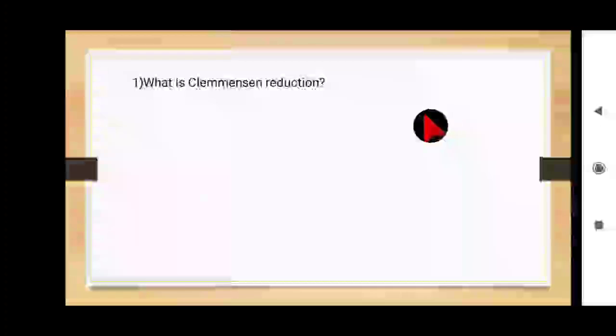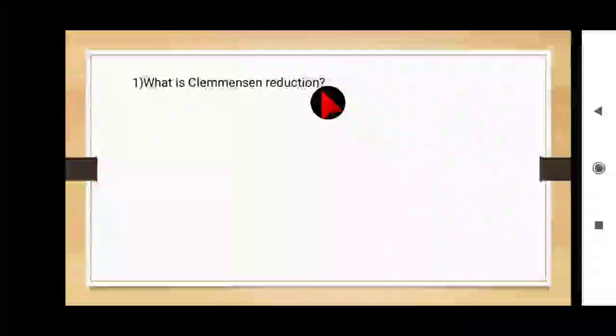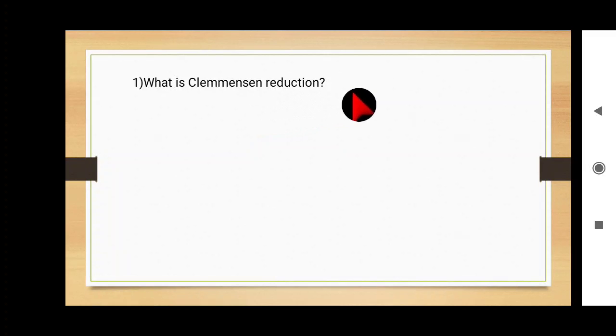Now let us see the remaining questions in Unit 12, Carbonyl compounds. The first question: what is Clemmensen reduction? Aldehydes and ketones, when heated with zinc amalgam and concentrated hydrochloric acid, give hydrocarbons.